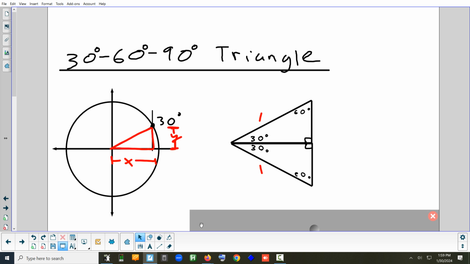So, what do we have now? An equilateral triangle. An equilateral, and what does that mean? All sides are the same length. Right, so that side's 1, that side's 1, and this side is 1. Okay? But what else do we know?